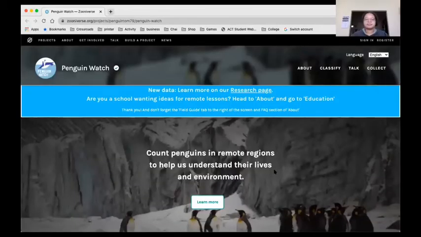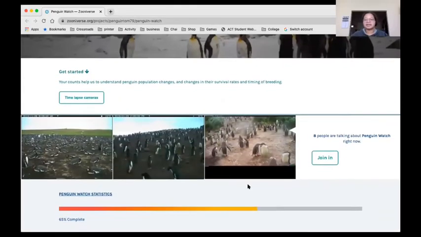So the next game is Zooniverse. There's 2 options. You can play the seal watch or the penguin watch. For this one, I want to play the penguin watch. So we are going to head over to the penguin watch. This is what the website looks like. You're going to scroll down and then you're going to choose one of these pictures. Now, I think we should do this one.